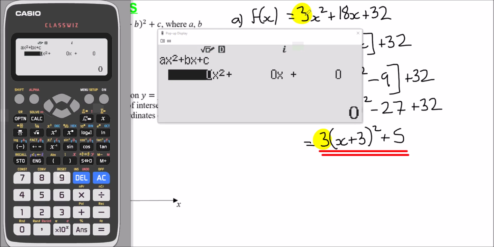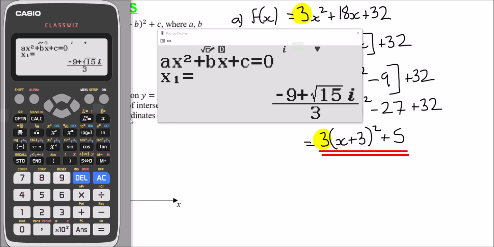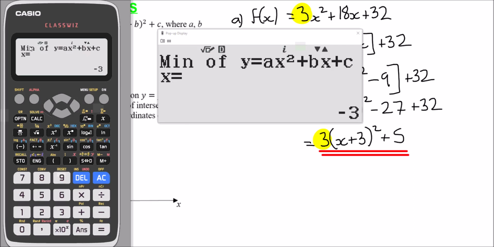Anyway, so we type the numbers in as f of x appears. So it's 3x squared, 18x, and then 32. Press equals and equals again. Here, we're not actually interested in the solutions. Press equals again for the second solution. We're not interested. But press for a third time. The minimum value of x is when x is negative 3.